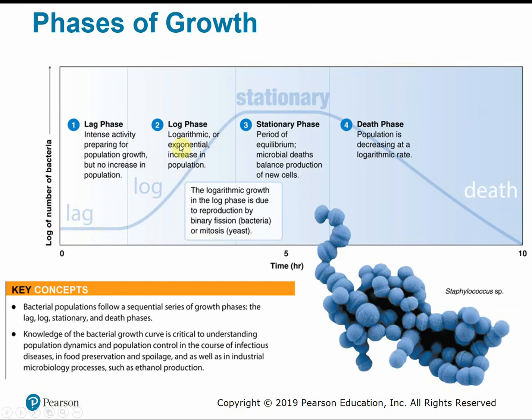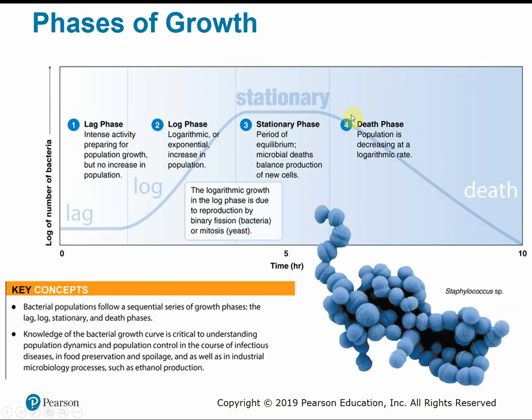The log phase, or the logarithmic or exponential phase, is where we have this taking off in the population numbers. They shoot up very rapidly, exponentially. The stationary phase is the period of equilibrium, where the line is stationary, meaning it doesn't go up or down. During this stationary phase, the number of microbial deaths is balanced by the production of new cells. Cells are dying at the same rate that they are being reproduced. So we're just replacing the ones that die, but we're not increasing our overall numbers.